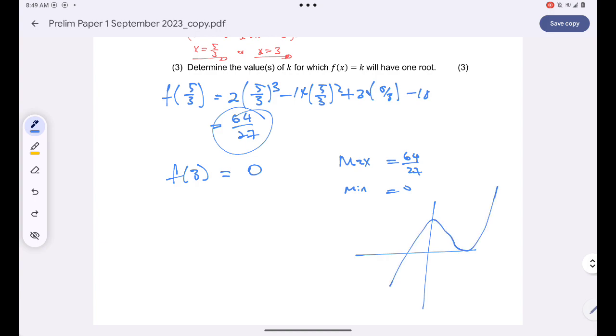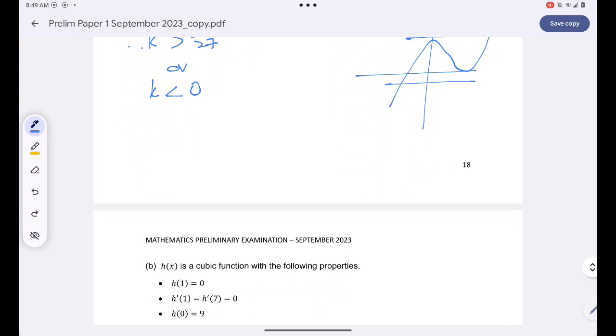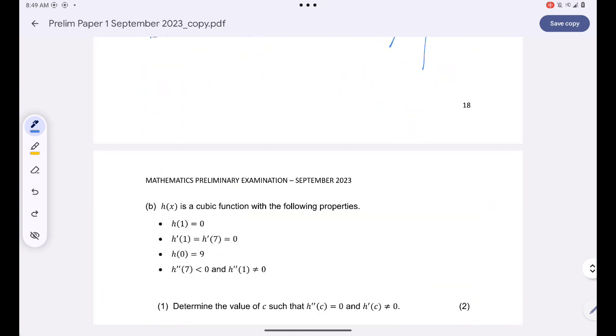I said we'll only have one root if k is above the maximum or k is below the minimum, right? So therefore k is greater than 64 over 27, or k is just less than 0. That's how, guys, you're supposed to tackle that question over there.